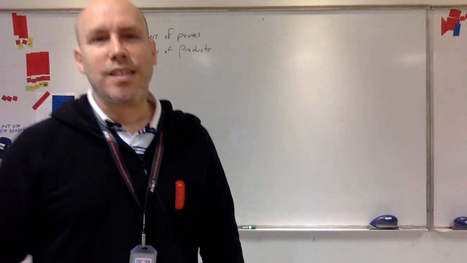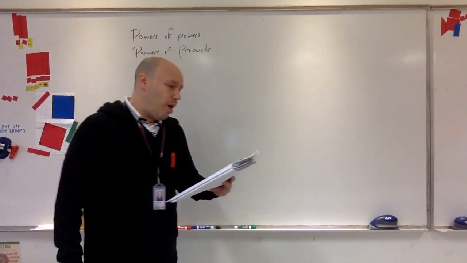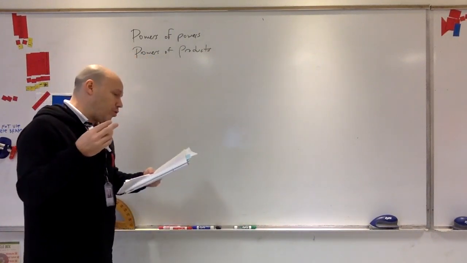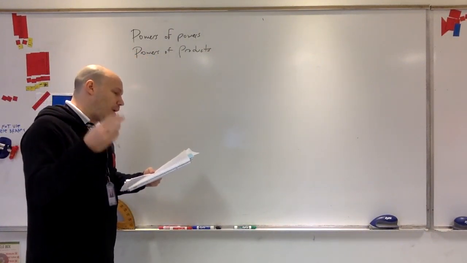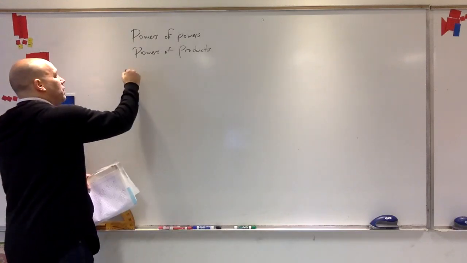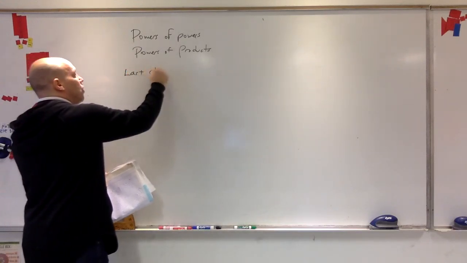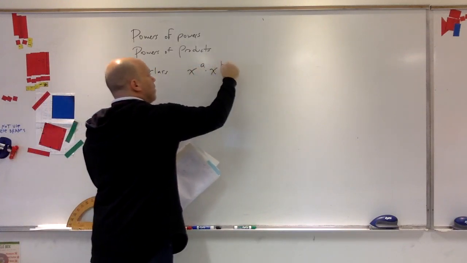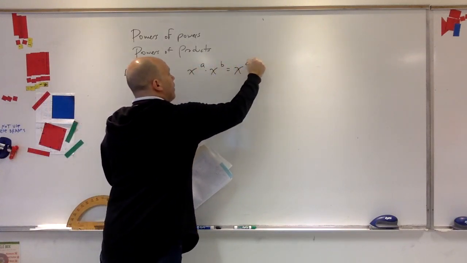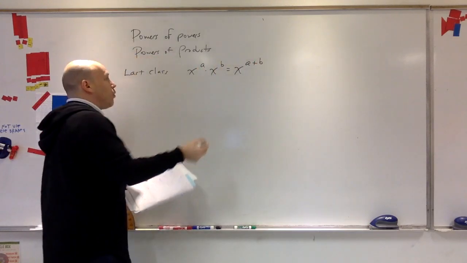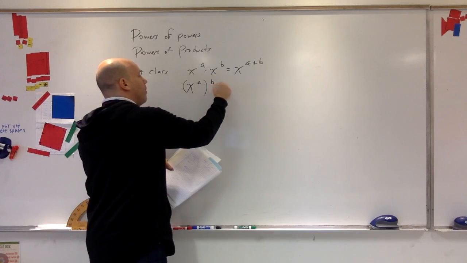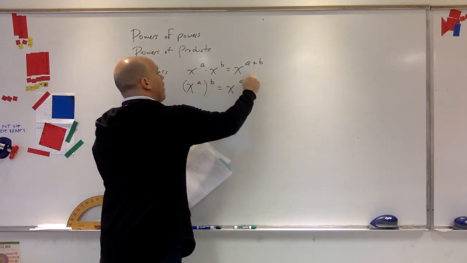Okay, let's move on to the next lesson. We're going to continue with exponents. It's powers of powers or powers to a product. Now, remember in the last class, we saw that x to the a times x to the b equals x to the a plus b. The next rule simply is if you have a power raised to a power, that's a times b.